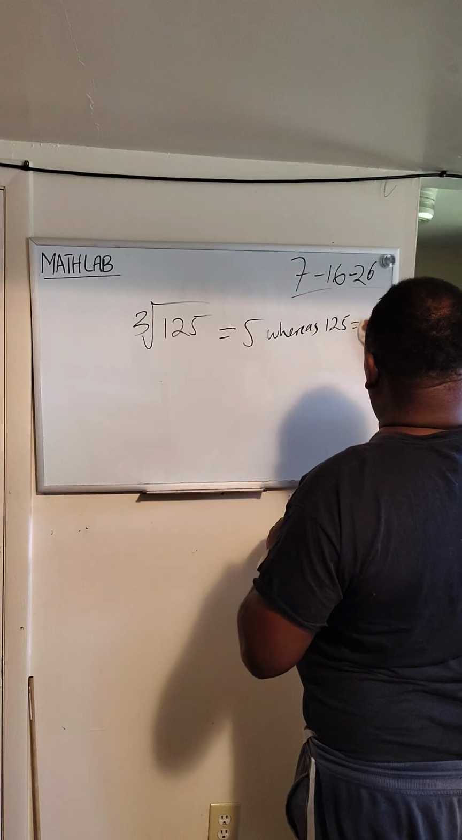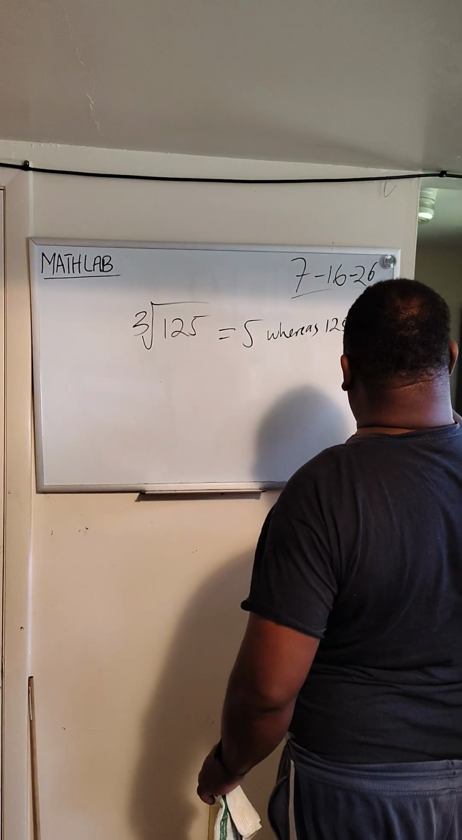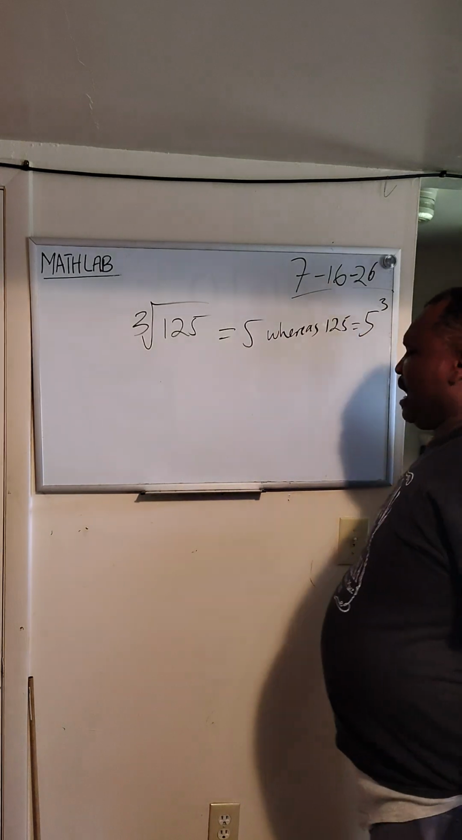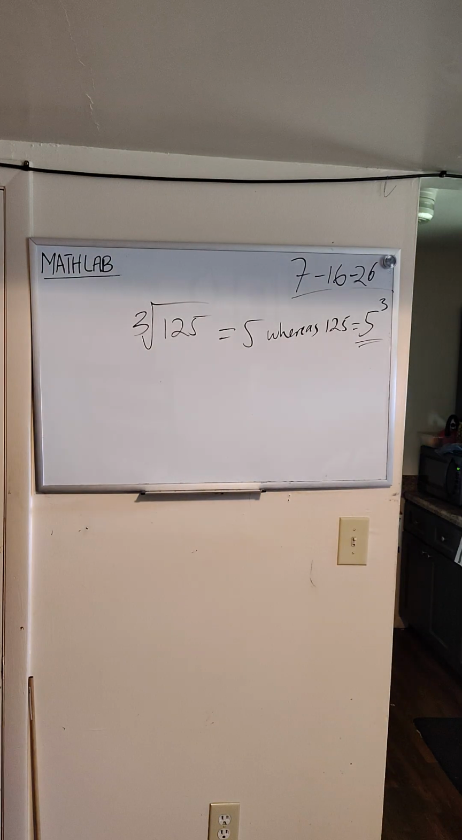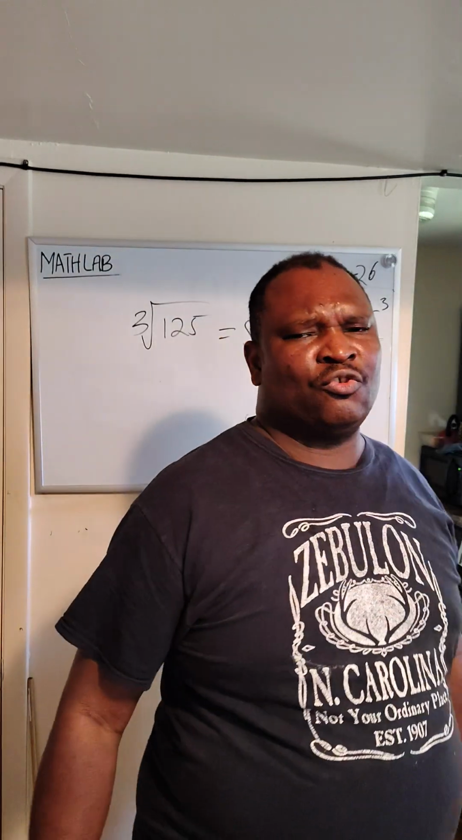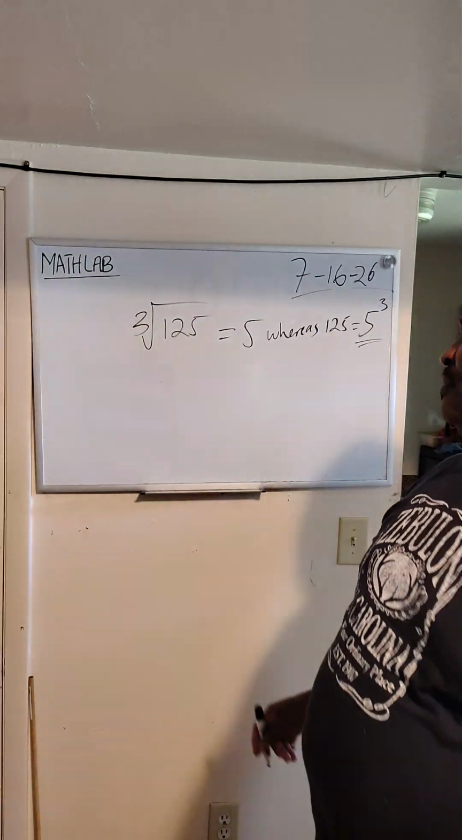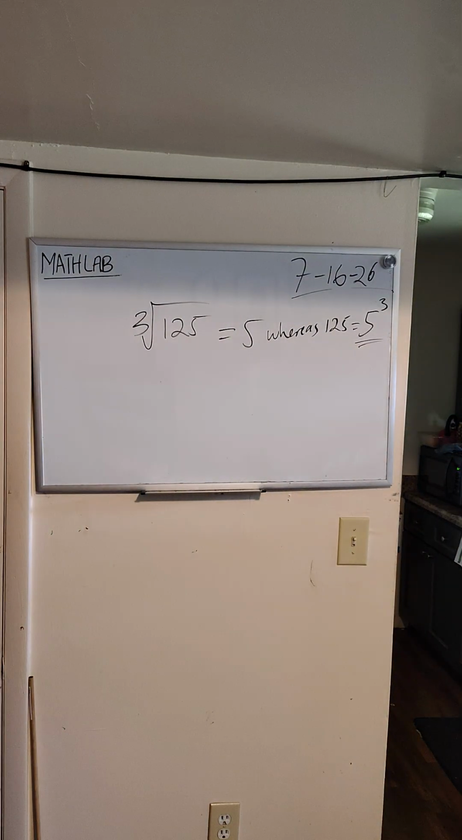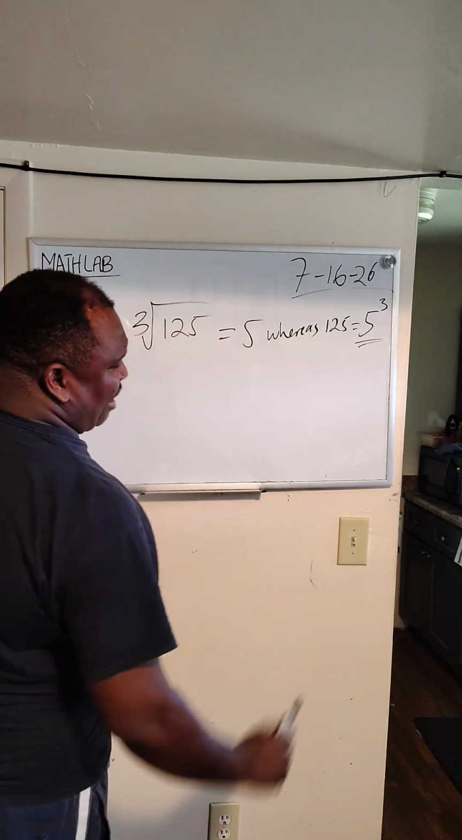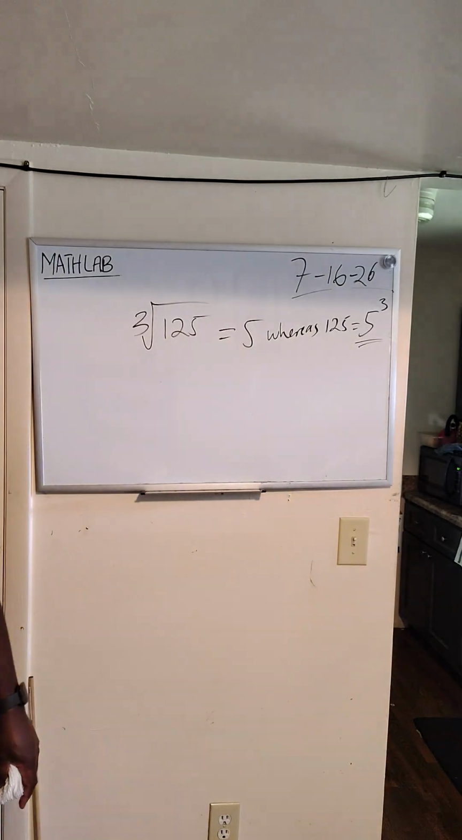Now grab your calculator and make sure it is correct. This is the answer right here: 5 to the power of 3. You multiply 5 times 5 to get 25, and then multiply 25 by another 5 to get 125. So 5 is the number that we're going to equate to the power of 3, and 5 to the power of 3 is the answer to that problem.